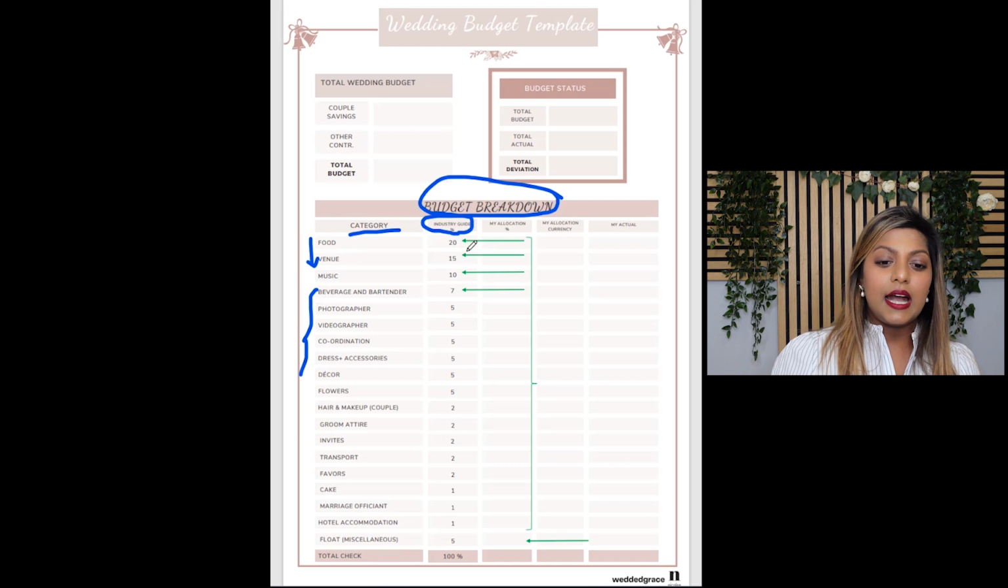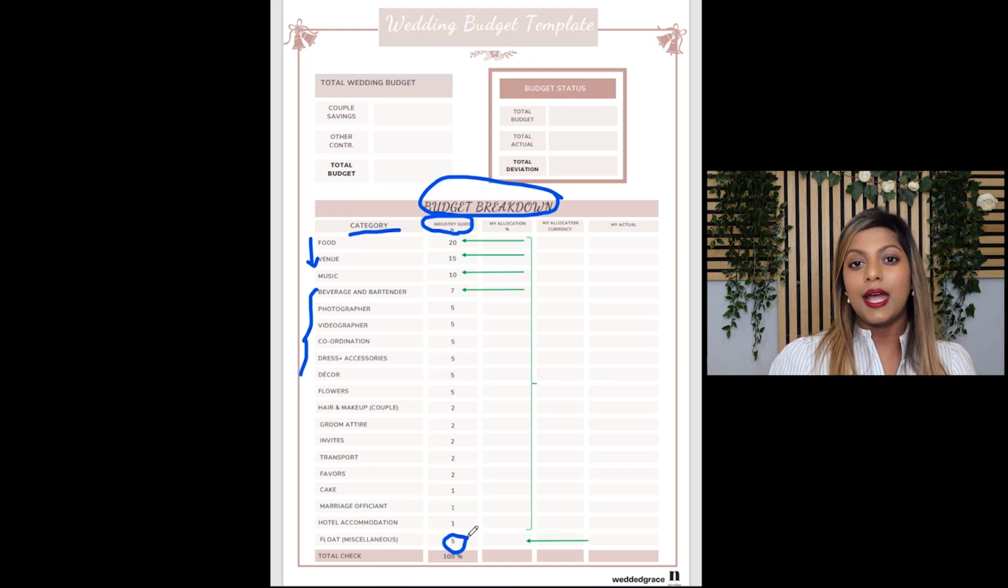The other common high rollers here are your venue, your music, your beverage and your bartending, and then you see it's distributed and it goes down. One of the items here which is quite important is your miscellaneous. Your float is suggested to have a 5% distribution, so that you always have some kind of buffer when you're actually planning your budget. Now, all of these things will add up to 100% because technically you're distributing your budget, right? So all of this must actually come up to what your budget is, so 100%.